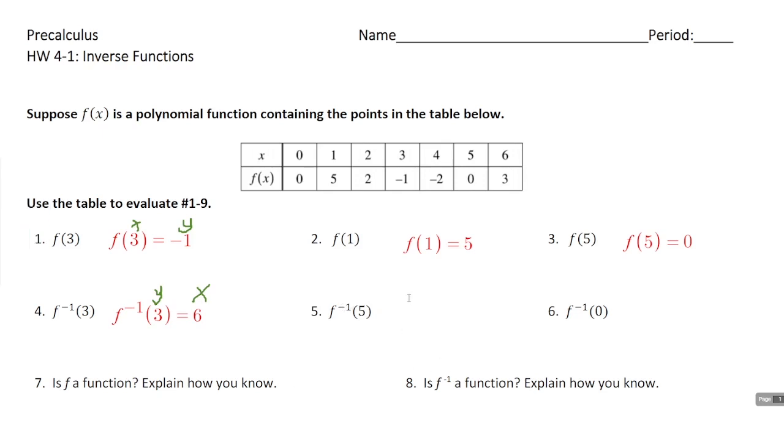F inverse of 5. Again, they're giving us the y value here. We're going to look for 5 in this second row. It's right here, and we're going to report back the x value. So if the y value is 5, x value is 1.